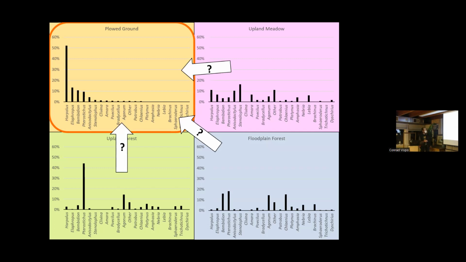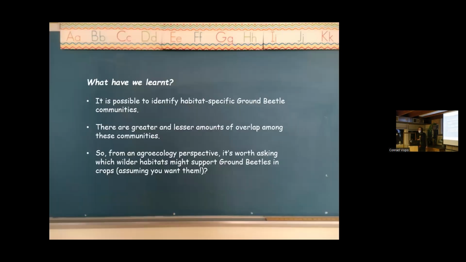So we sort of get to this question, okay, as our program is interested in the interaction of wild habitats and agricultural habitats, which of these other habitats may be supporting the ground beetles that occur on plowed ground? That's a question that we have. Does that question make sense?